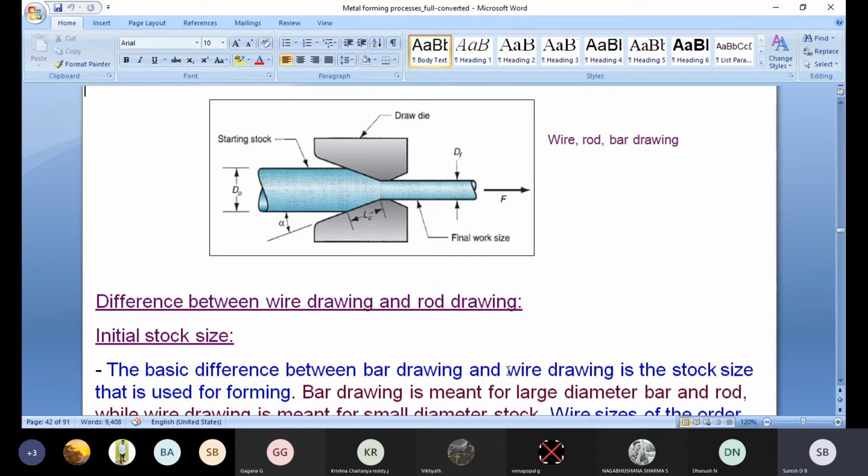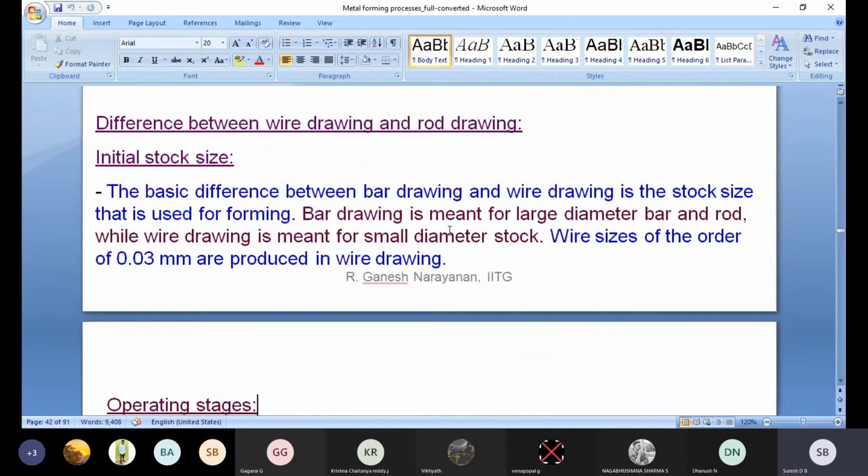Suppose you go for a rod drawing operation, 50 mm, and I want 30 or 35 mm diameter rod. In that case, within one operation you can perform it in bar or rod drawing. But if you go for wire drawing, multiple operations are performed to reduce the diameter, because with a larger diameter, 50 mm, it is very difficult to reduce to 1, 2 or 5 mm in one go. So multiple operations are performed in wire drawing. That is one more difference.